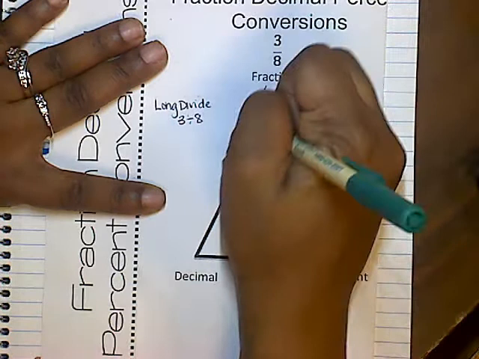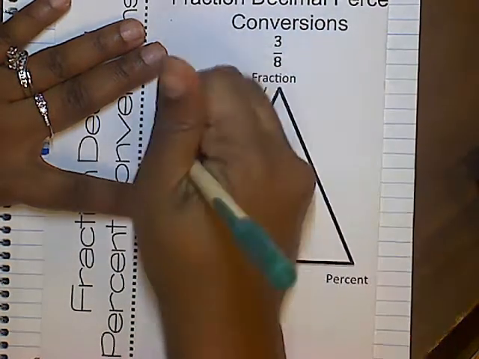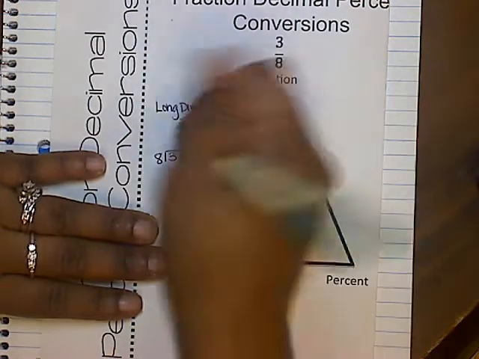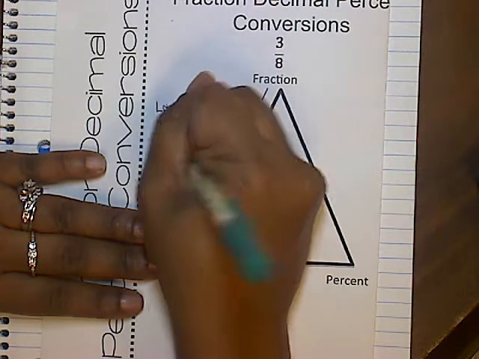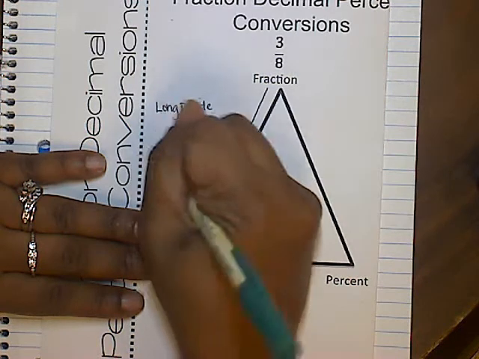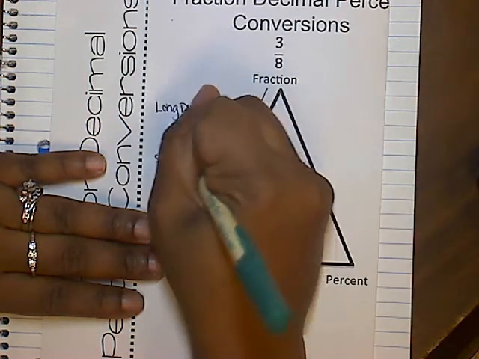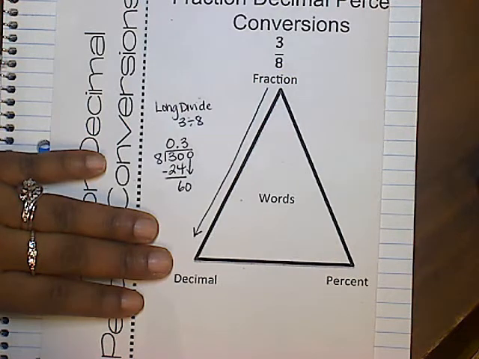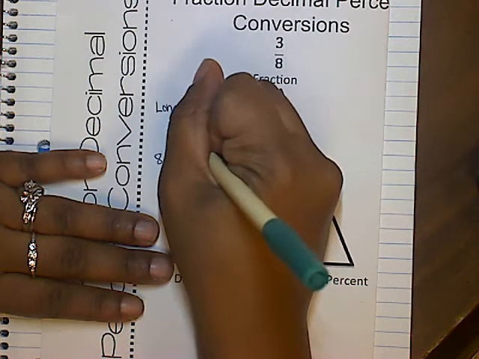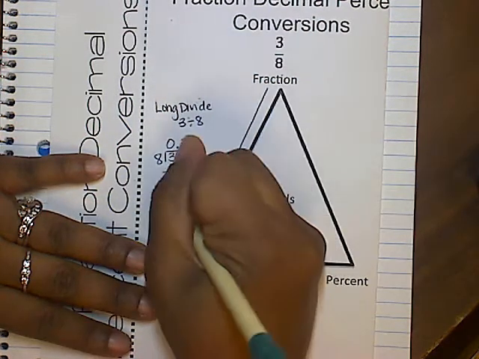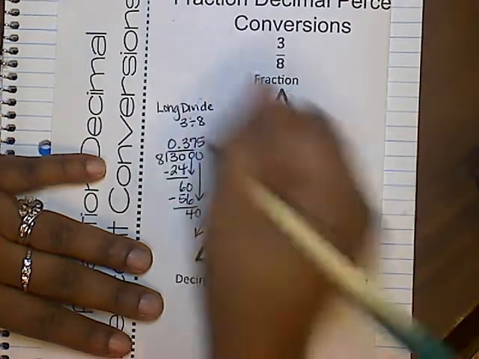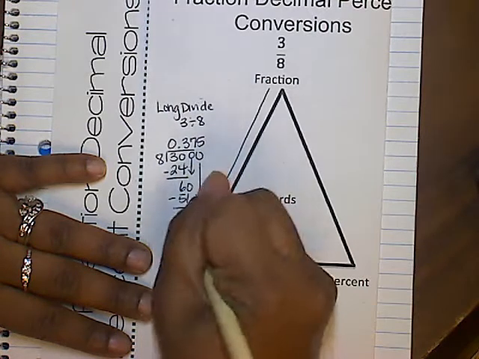So we're just heading this way right now. We have 3 divided by 8, and 8 goes into 3 0 times. So we put a 0 and a decimal point. 8 goes into 30 3 times. That's 24. We have 6 left. We add another 0. 8 goes into 60 7 times. That's 56. We have a 4 here. And then 8 goes into 40 5 times. And now we're done because we have a 0 there.